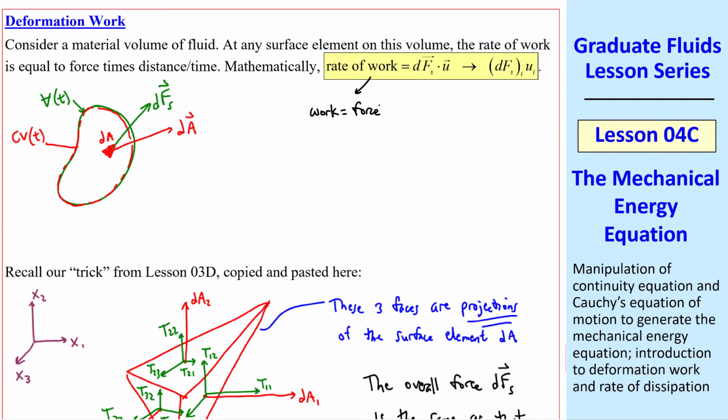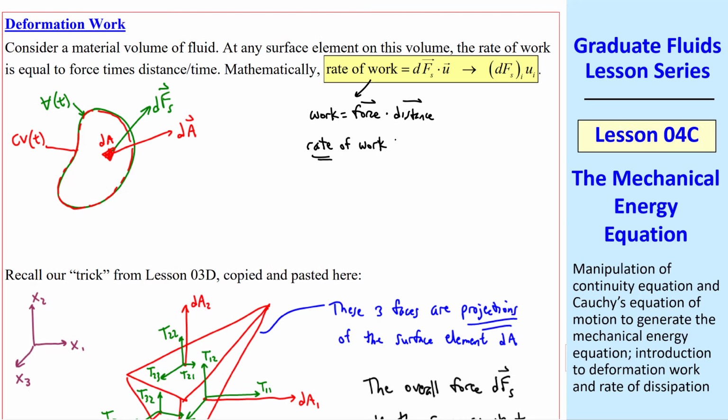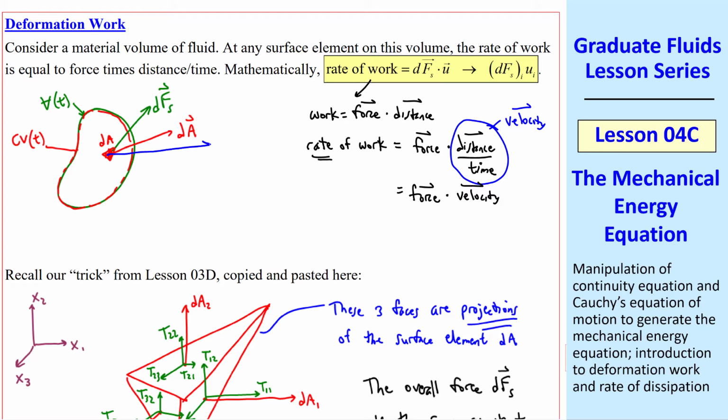How do I know this? Well, work is a force dotted with a distance. You have to have both a force and a movement to get work. So the rate of work is force dot distance over time, but this is velocity. So the rate of work is force dotted with velocity. The velocity vector of this little fluid element can be in some direction different than dA and different than dFs. The rate of work on this little element is then dFs i ui, or the dot product of the force and the velocity acting on this little triangular element.